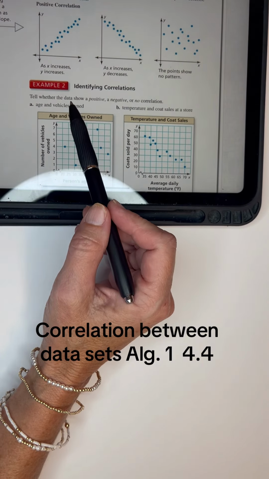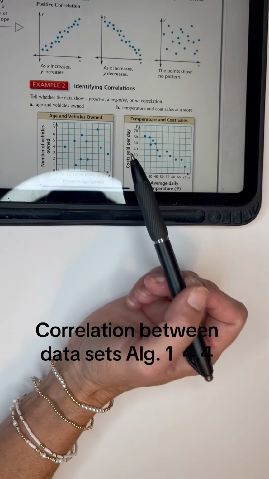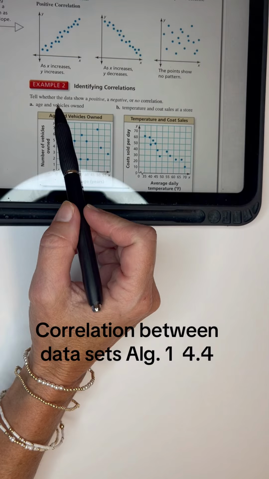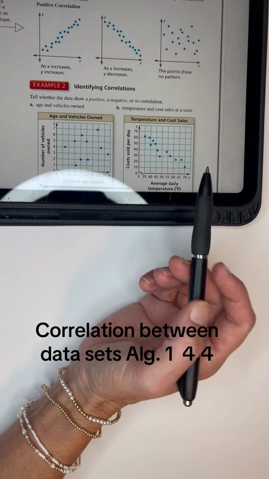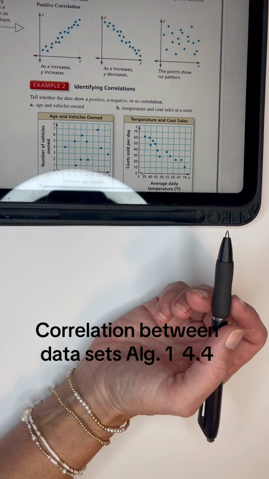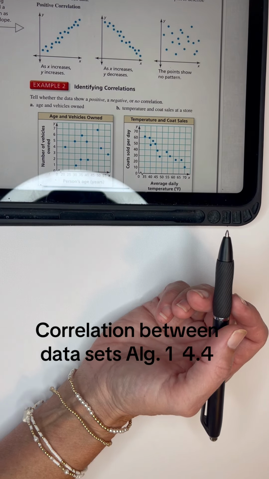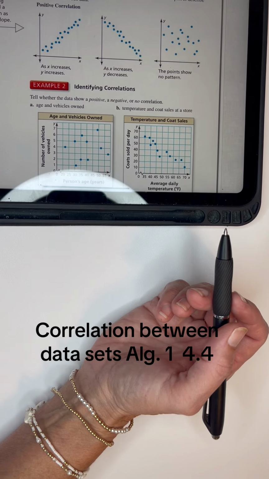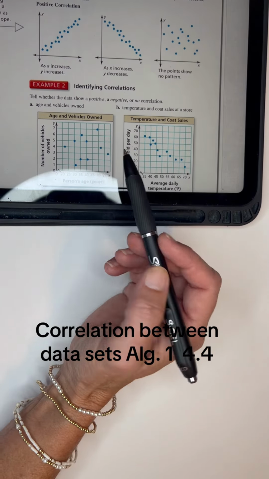A couple of ideas. Tell whether the data shows a positive or negative or no correlation. Your age and how many vehicles you own. Well, if you think about that for a second, if you're a very wealthy person and you're 16 years old, you may already have 2 vehicles or 3. But then again, you could be much older and they really don't have anything to do with each other.